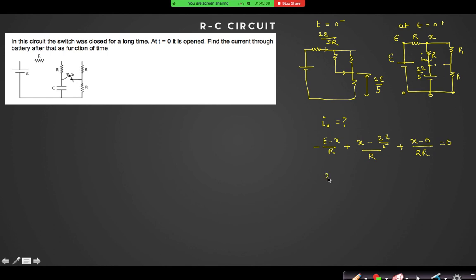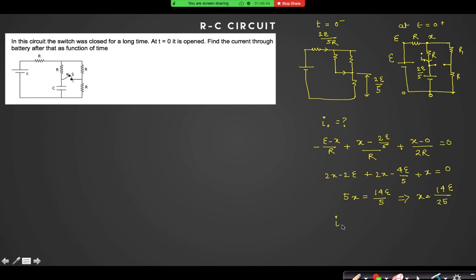So it is 2x minus 2e plus 2x minus 4e by 5 plus x equal to 0. So 2x plus x, 3x, plus 2x, 5x equal to 14e by 5, right? So we can say that x equal to 14e by 25. Have you got this one, x?